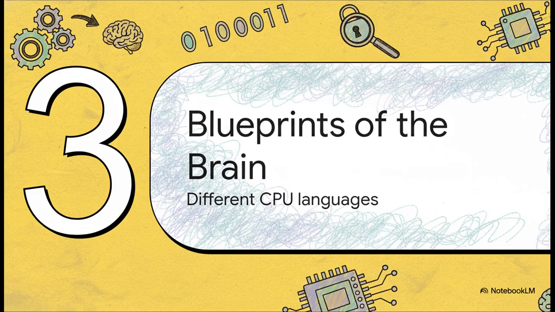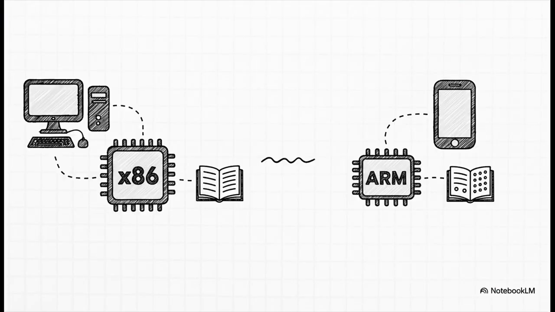All right, but here's a little twist. Just like we have different languages and dialects all around the world, not all CPUs speak the same exact language. Their internal design, what we call their architecture, changes the rules and dictates the specific set of commands they can understand. The two big players on the field right now are x86, that's what powers most of your desktops and laptops, and ARM, which you'll find in pretty much every smartphone and tablet.